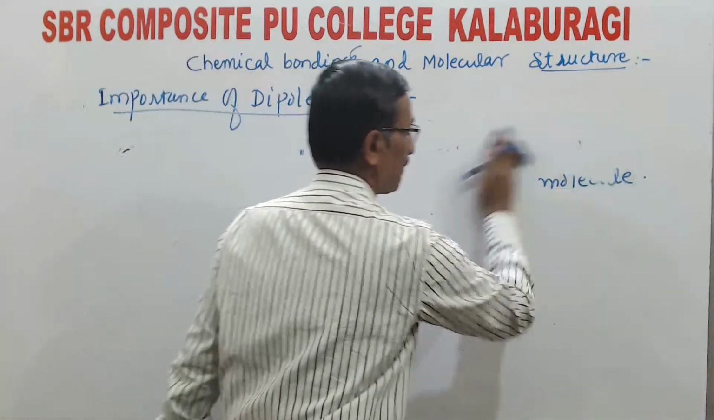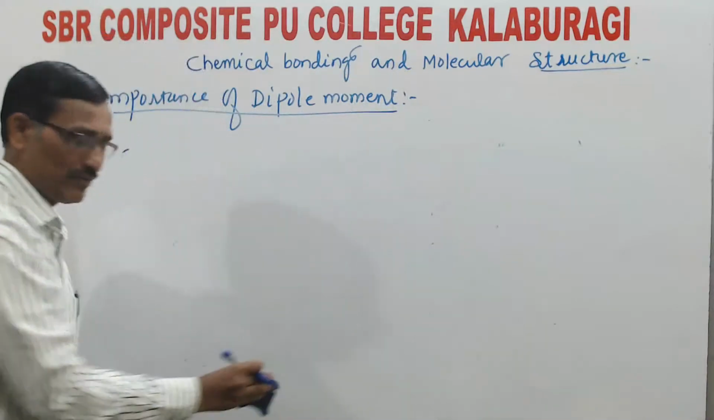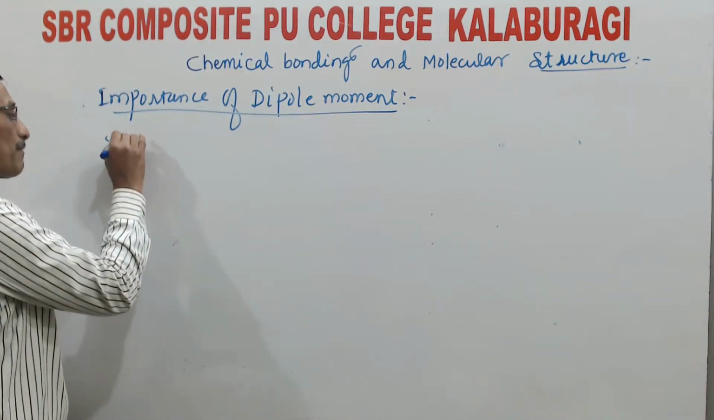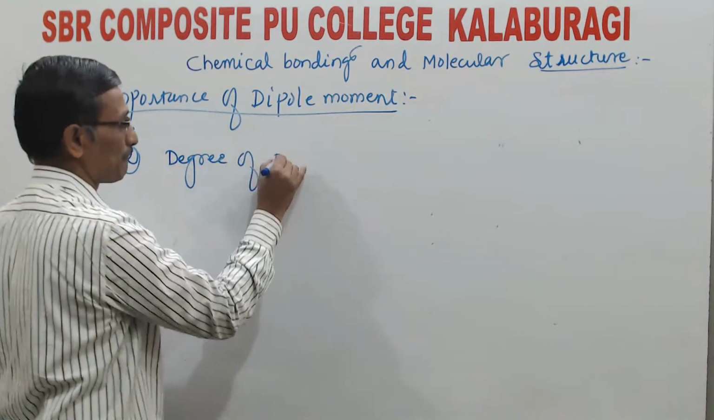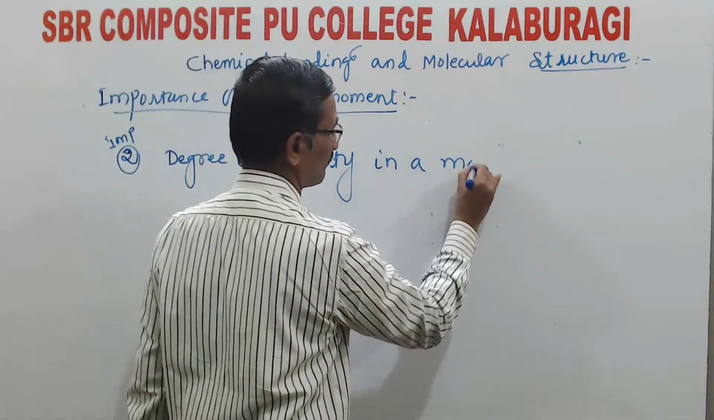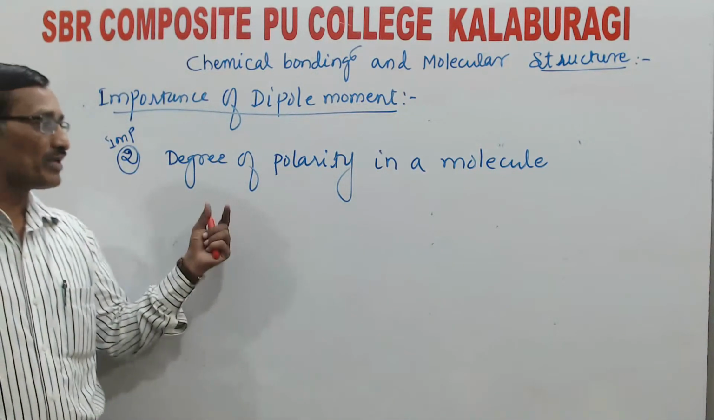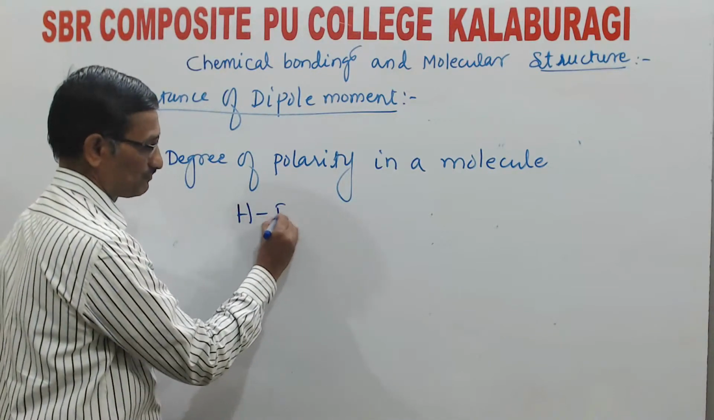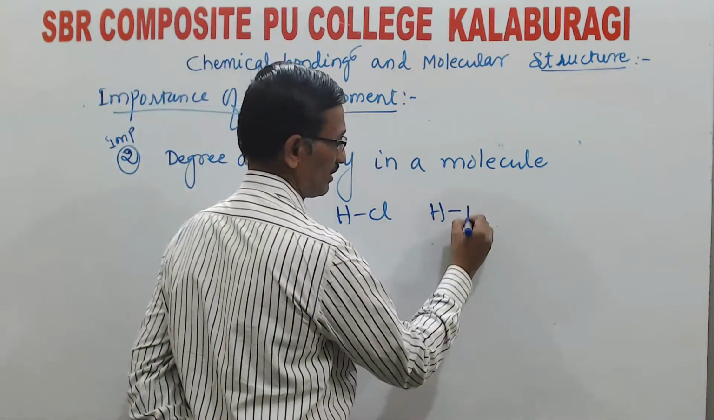We can even predict the degree of polarity in a molecule. It is very important. One simple example I will tell you, students, of how it measures the degree of polarity in a molecule. See here, HF, HCl, the next one is HBr, HI.